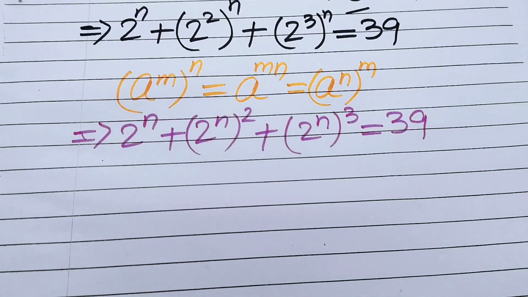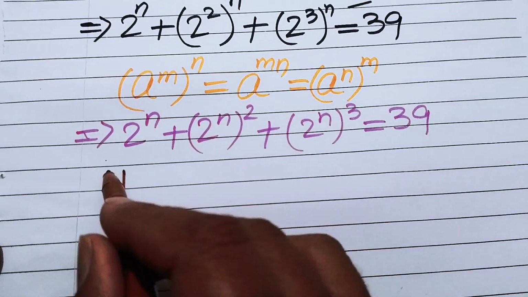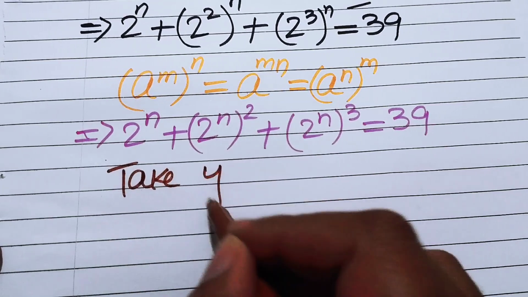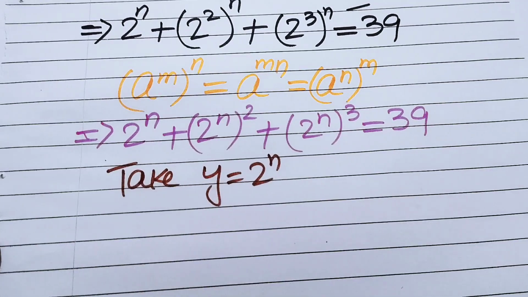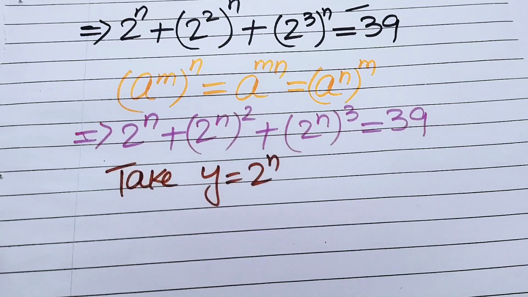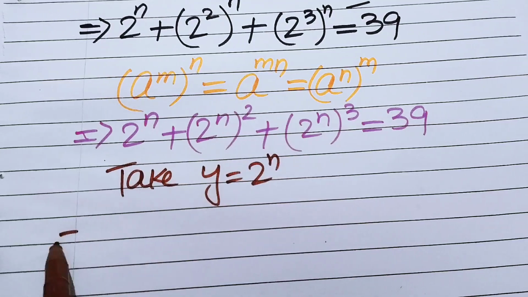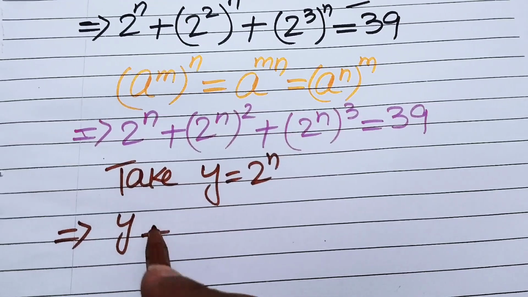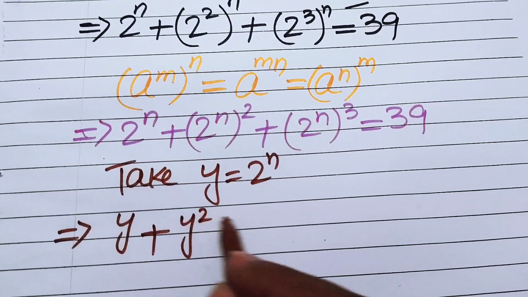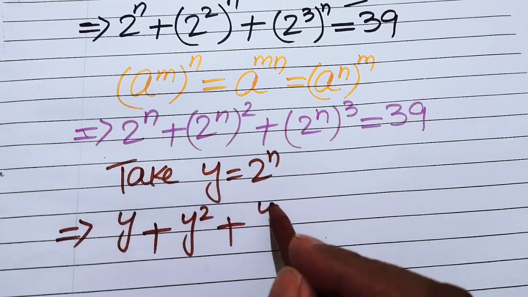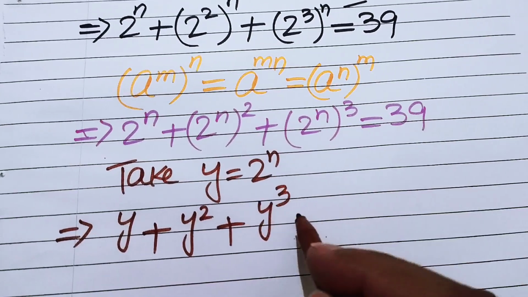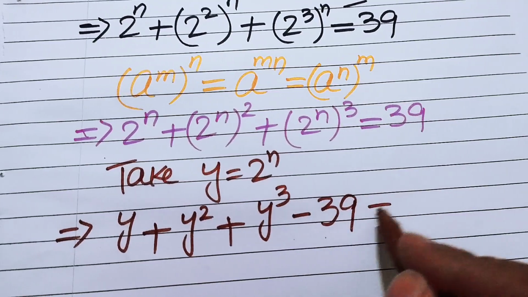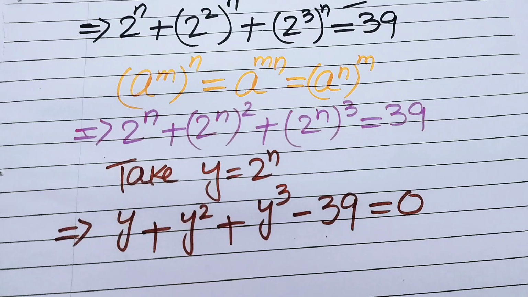And now we convert this exponential equation into the cubic form, so here we need to take y equals 2 to the power of n. When you take y equals 2 to the power of n, then the above expression becomes y plus y squared plus y cubed, and we move this 39 to the left hand side as minus 39, and this whole equation equals 0.